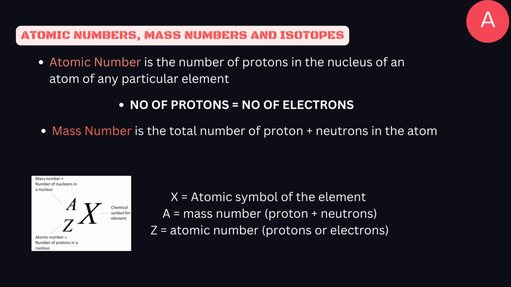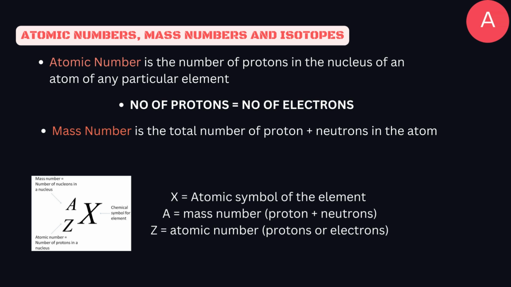Next, we proceed with atomic numbers, mass numbers, and isotopes. Atomic number is the number of protons in the nucleus of an atom of any particular element. You guys must remember that the number of protons is equal to the number of electrons. Mass number is the total number of protons combined with neutrons in the atom.